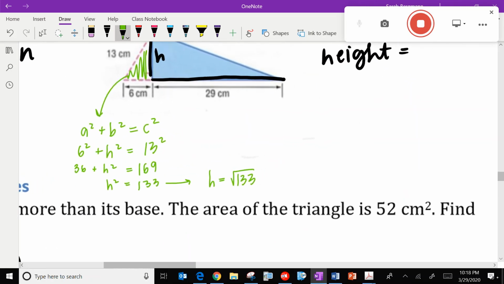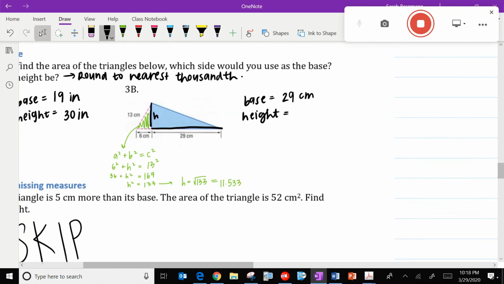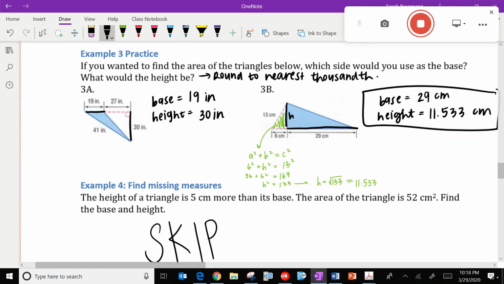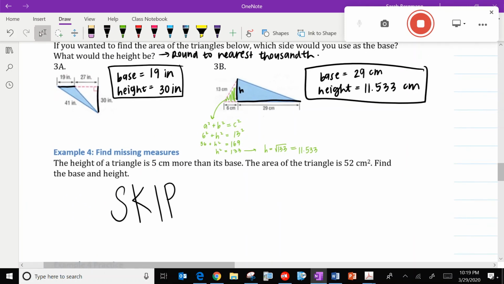You can just leave it there, or you can plug that into your calculator to get 11.533. So I'll come back up here. My height would be 11.533 centimeters. And they didn't ask us to solve for the area, it just says if you wanted to solve for the area, what would you use? So there are your answers there.